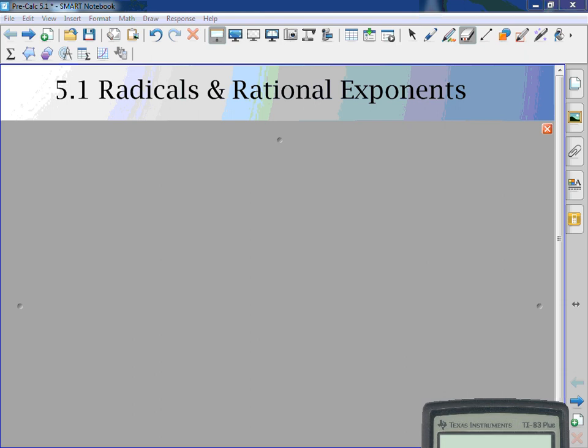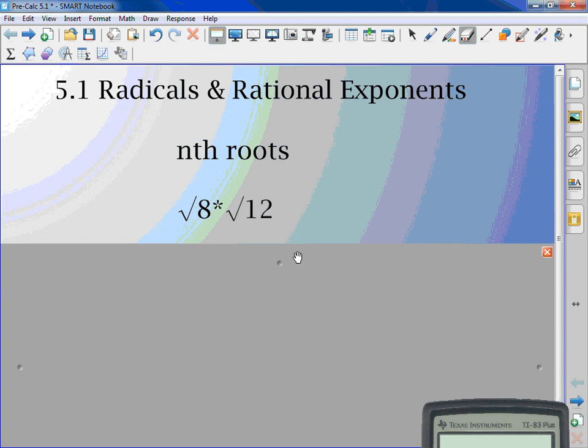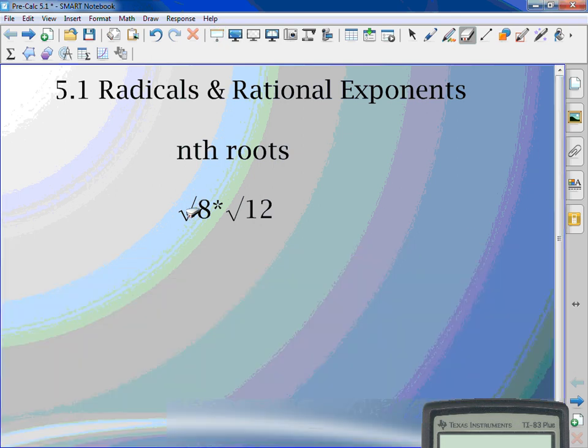Today we're starting 5.1, radicals and rational exponents. A lot of this stuff you've seen in the past. For example, the nth roots. Nth roots are just any root, any radical. What root is this, or each one of these?